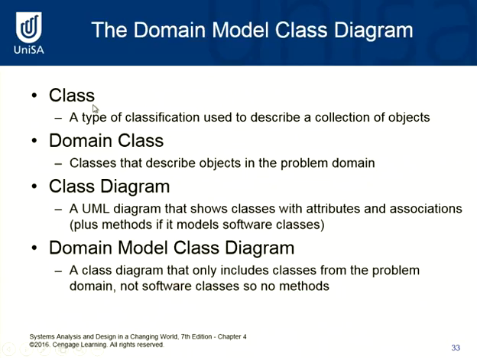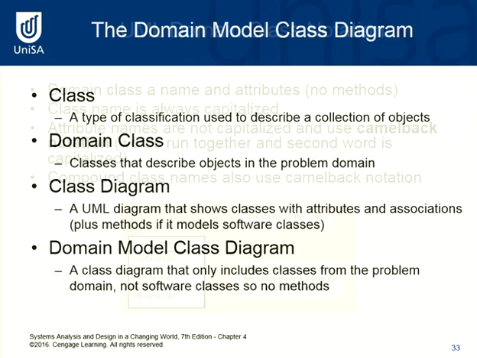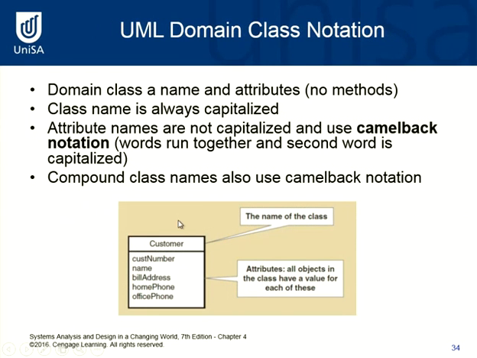So we have a class, we have a domain class, we have a class diagram, and then we have a domain model class diagram, which is basically a holistic, overall view of the classes for a particular domain that you are modeling. So here we have a domain class which has a name for the class. It has a specific set of attributes for that particular domain class.